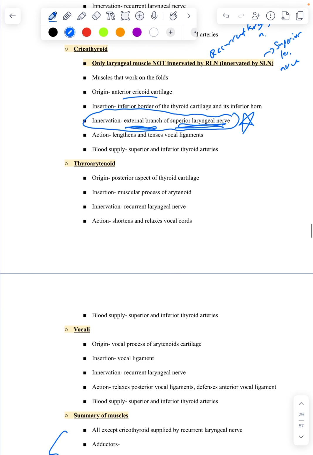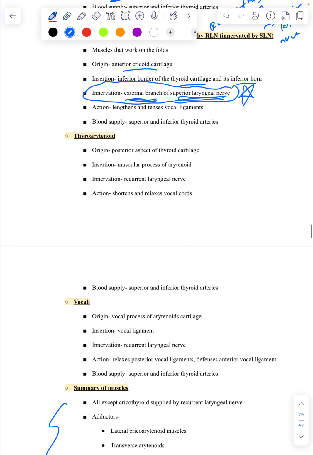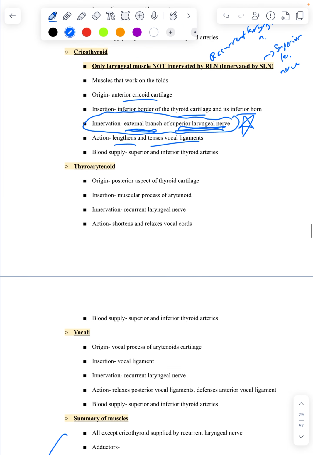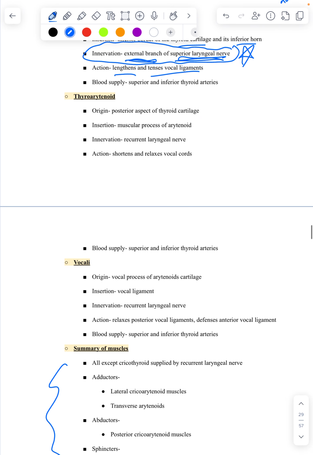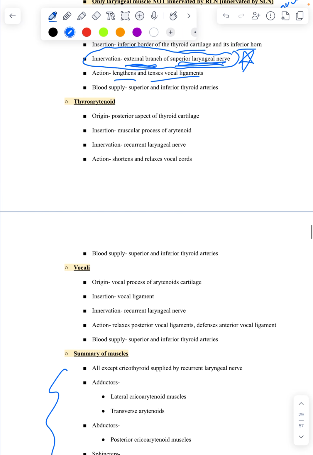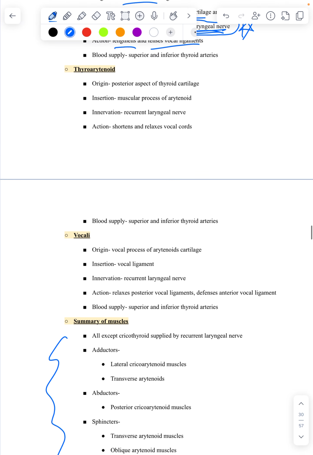It originates at the anterior cricoid and inserts on the inferior border of the thyroid and its inferior horn, and this is going to lengthen and tense the vocal ligaments. Blood supply is the same for all again. Thyroarytenoid has the same innervation and the same blood supply. We'll run through the actions after.